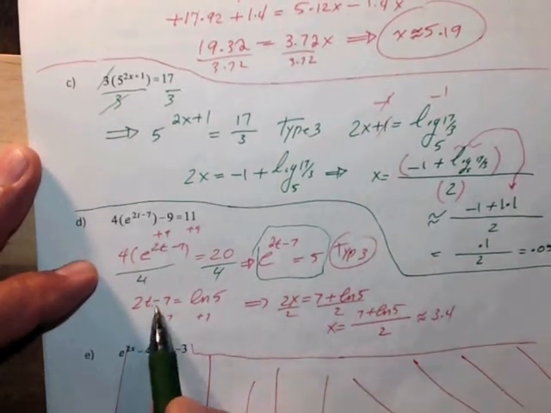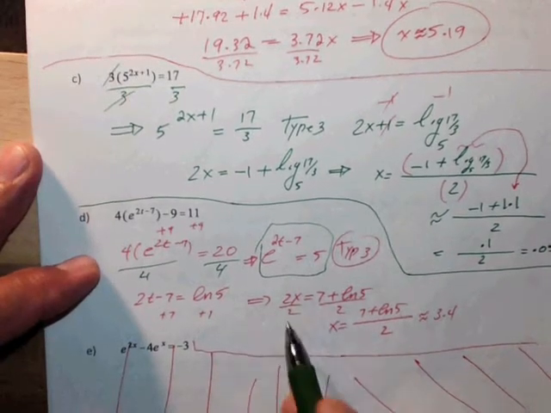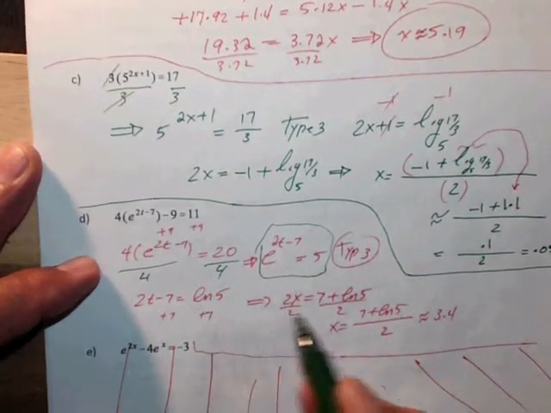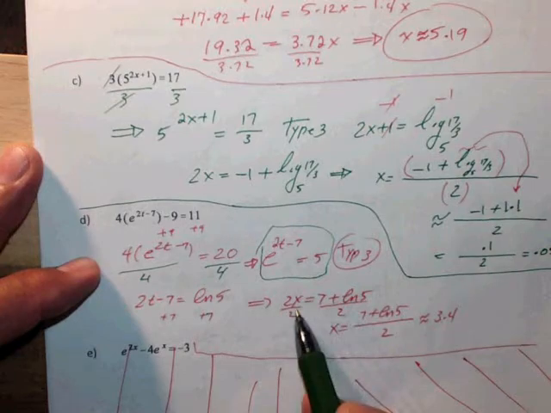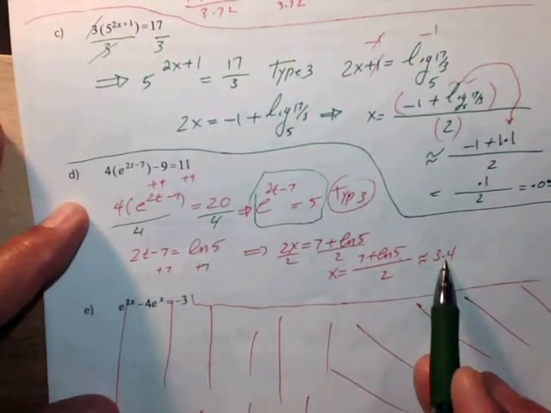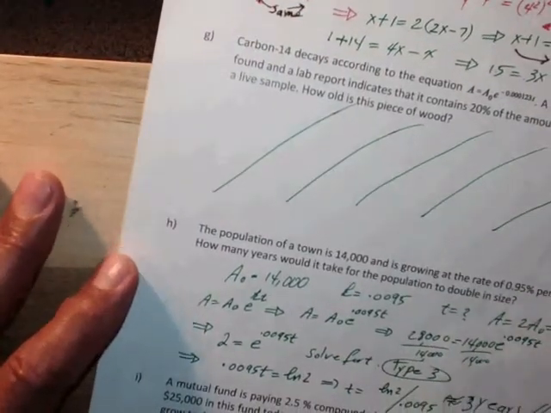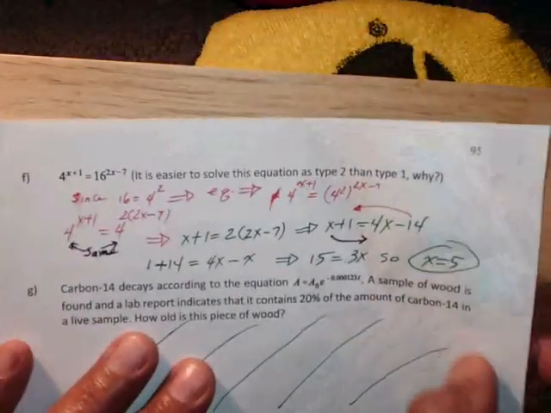And then to solve for x, add 7 to both sides, you get this, and divide by 2, you get this, and then you put it in your calculator, you get 3.4. That's one point.